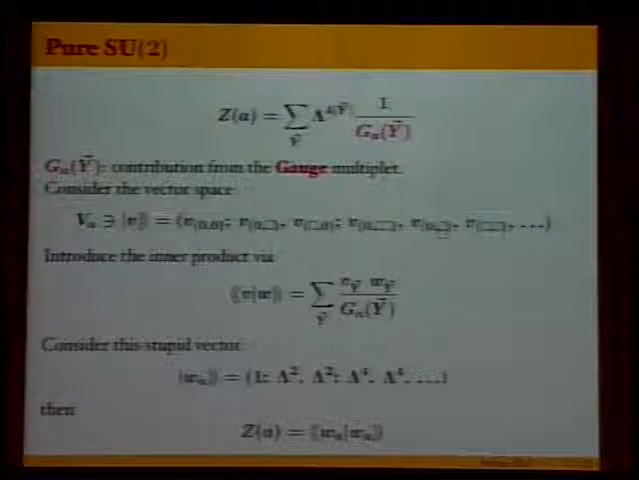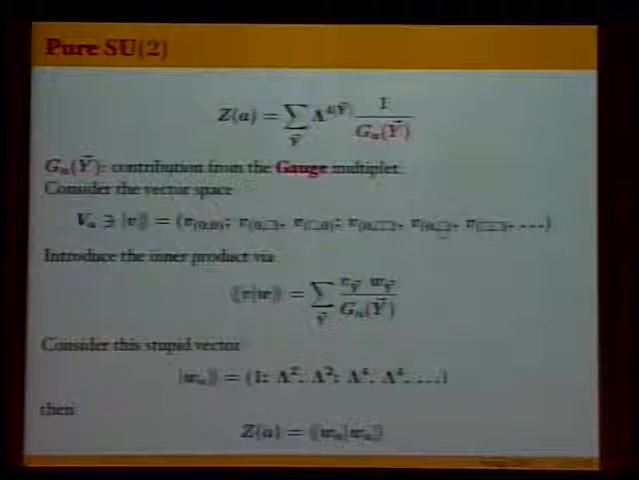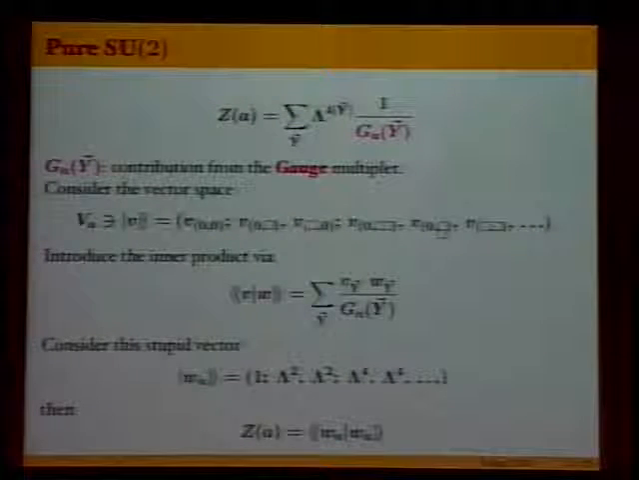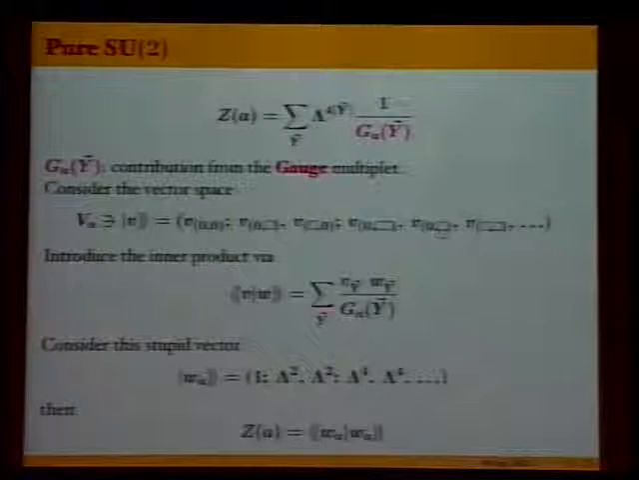Let's introduce a vector space, which is an assignment of a complex number to each of the fixed points. In this case, each fixed point is labeled by two Young diagrams. So there's a number V(empty, empty), V(empty, one box), V(one box, empty), and so on, right? And let's introduce an inner product in this space using this formula.